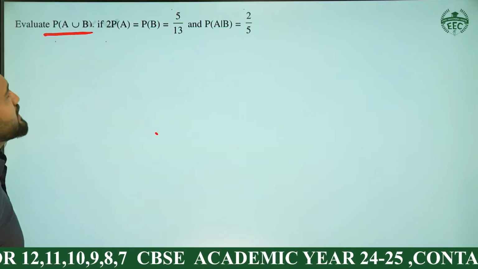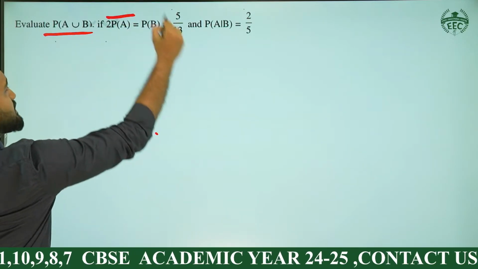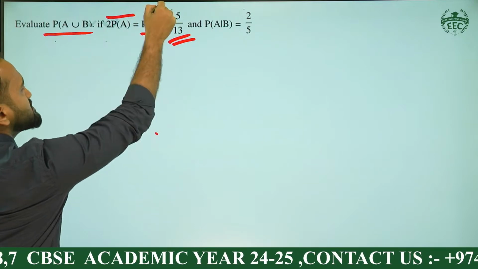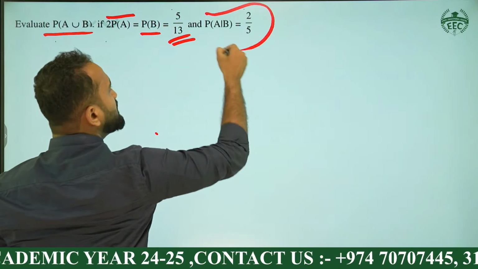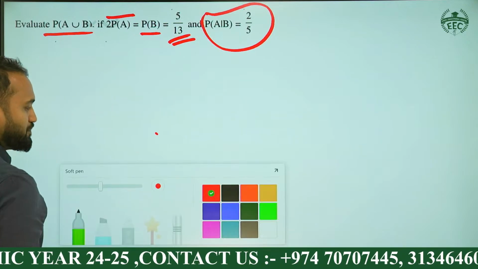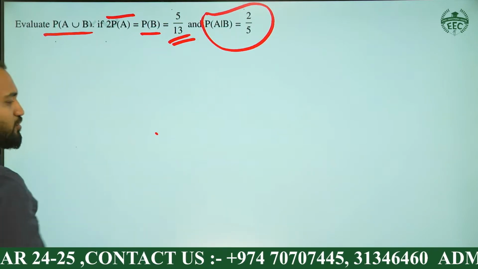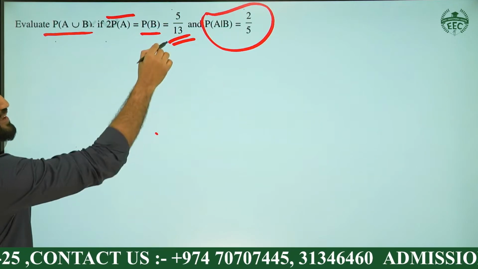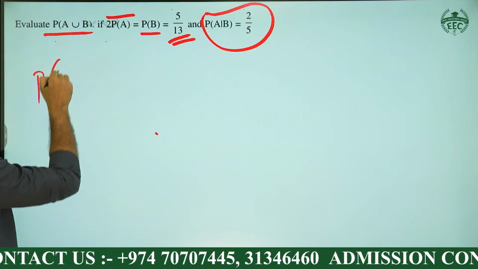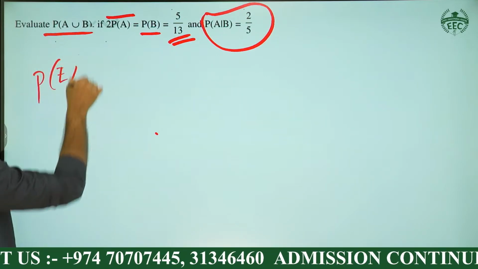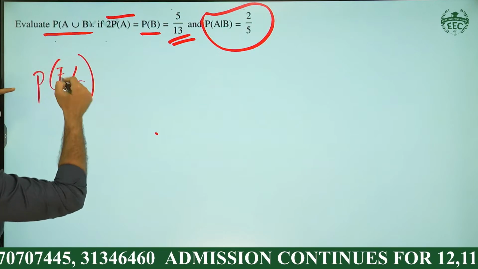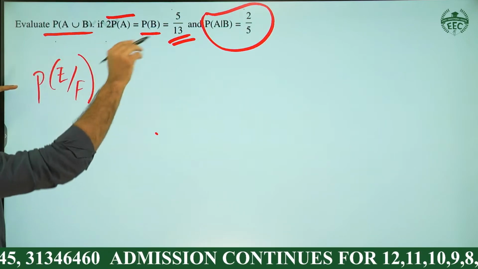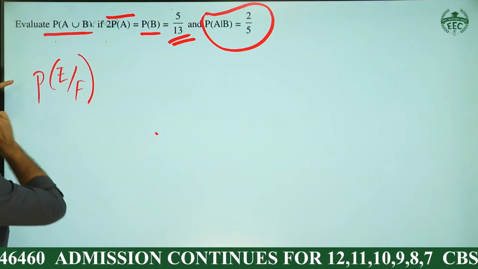If it is given that 2 times P of A is equal to 5 by 13 and P of B is equal to 5 by 13, and also the value of P of A bar B is given as 2 by 5. People, tell me what is the formula you learned for P of A bar B. See, P of E bar F, the probability of event E provided that F had occurred earlier.